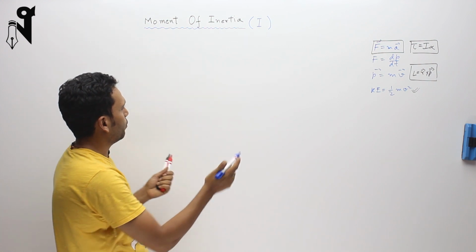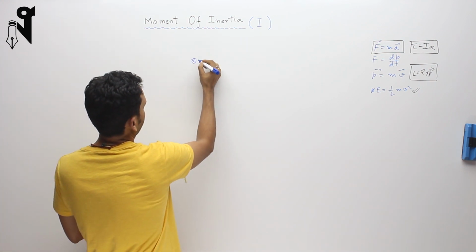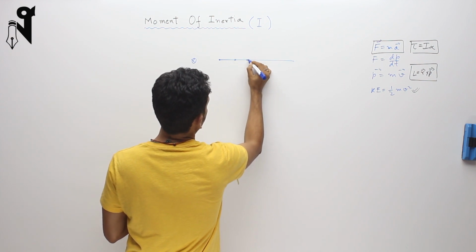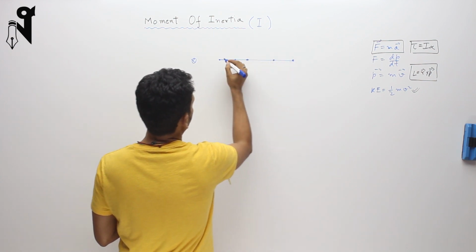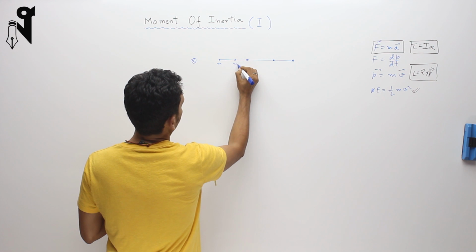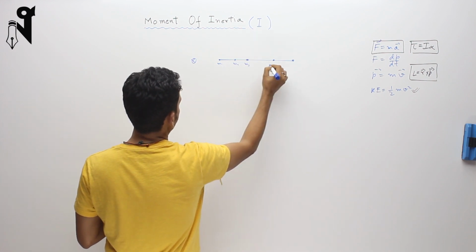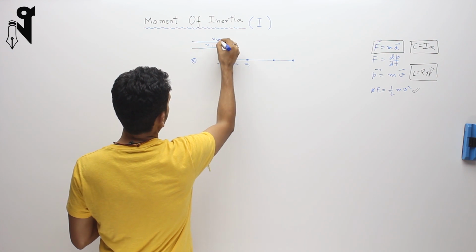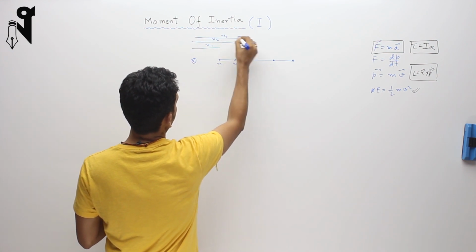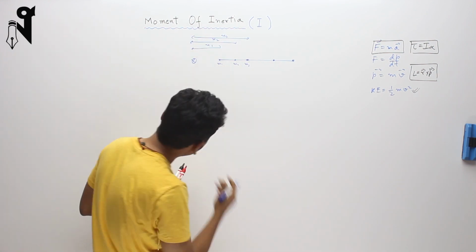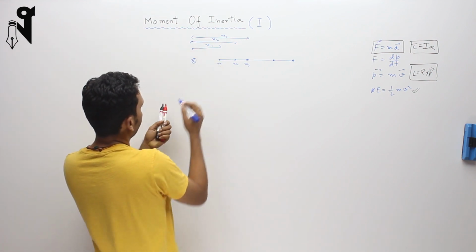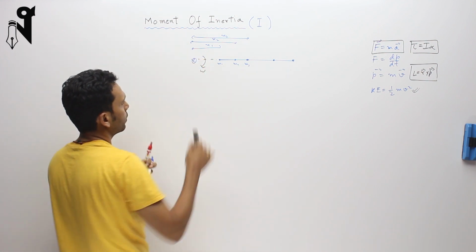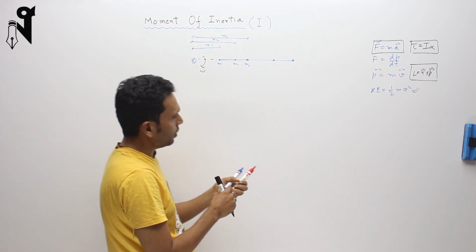By mistake I rubbed off the whole board, so the situation is the same. There is a body with several masses on it, m1, m2, m3, at distances x1, x2, x3, and this is rotating about a certain axis here. Now we want to calculate the angular momentum.